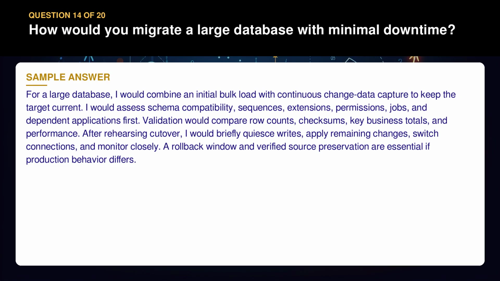Validation would compare row counts, checksums, key business totals, and performance. After rehearsing cutover, I would briefly quiesce writes, apply remaining changes, switch connections, and monitor closely. A rollback window and verified source preservation are essential if production behavior differs.